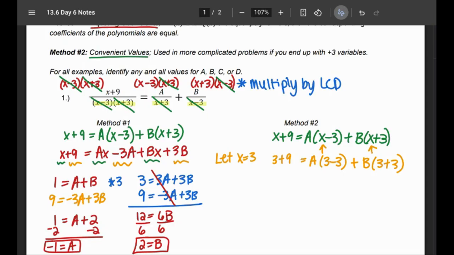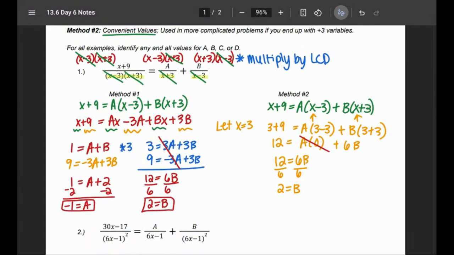So 3 plus 9 is 12. A times 0 is just going to give me 0, so that's actually going to cancel out. That's going to be nothing. 3 plus 3 is 6, and then I've got 6b, so plus 6b over here, which means that 12 equals 6b, which means that when I divide by 6 on both sides, b equals 2.